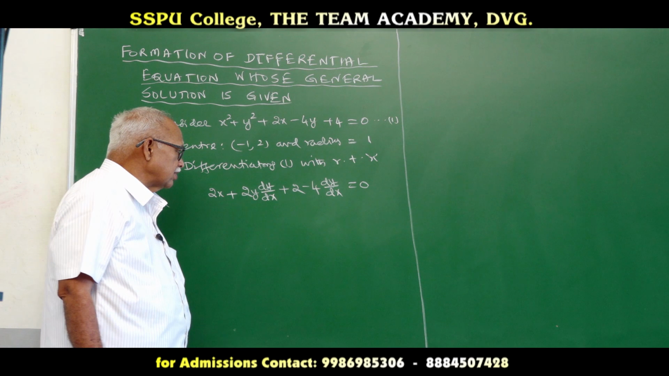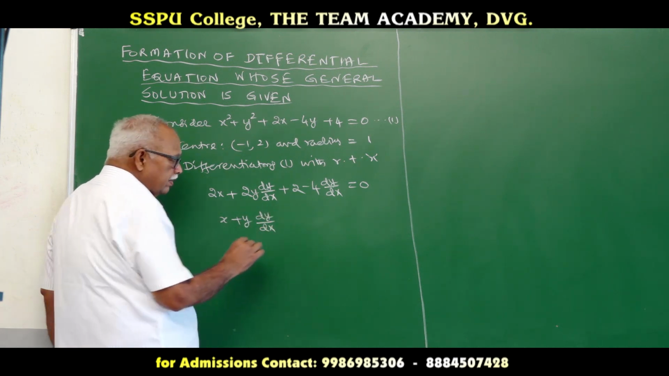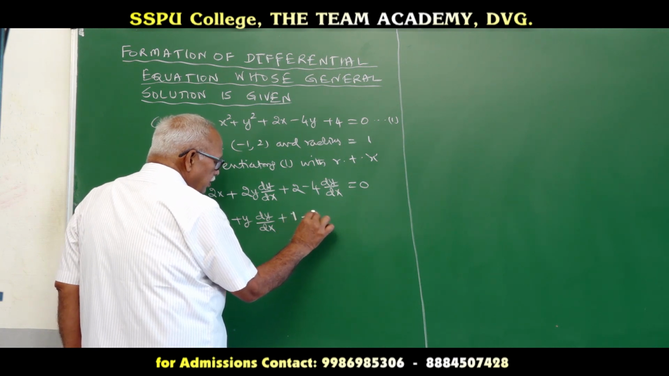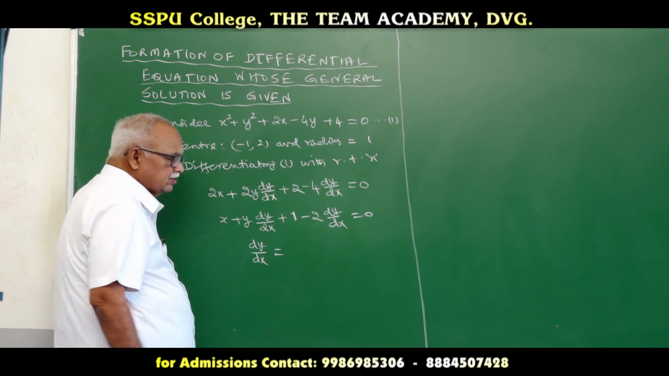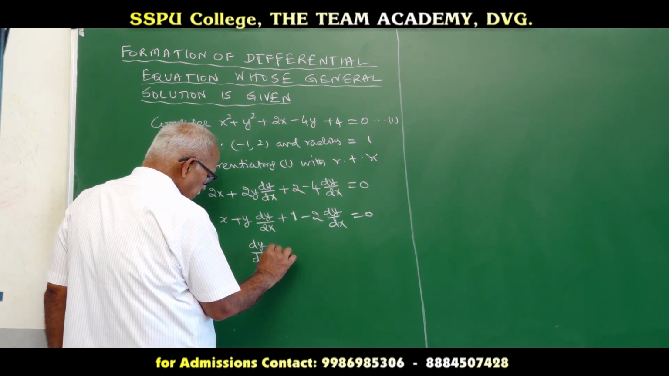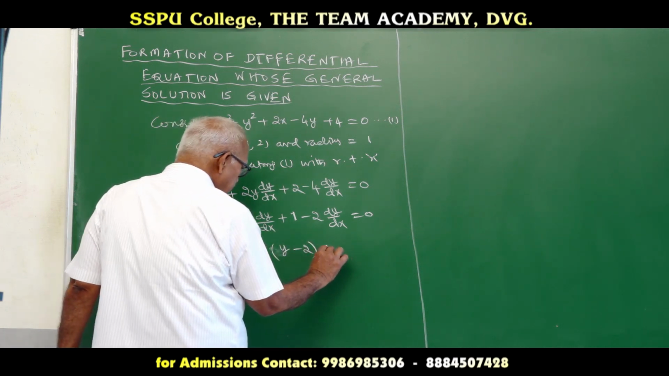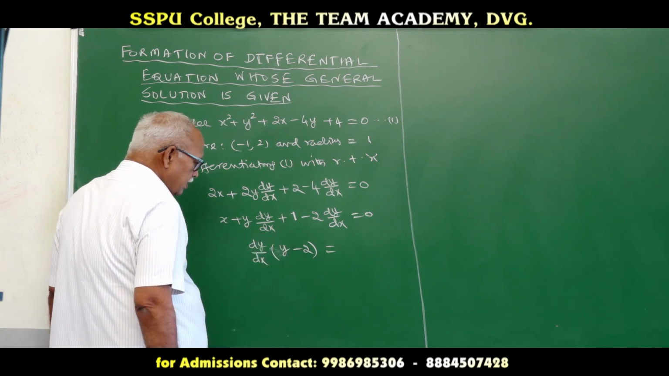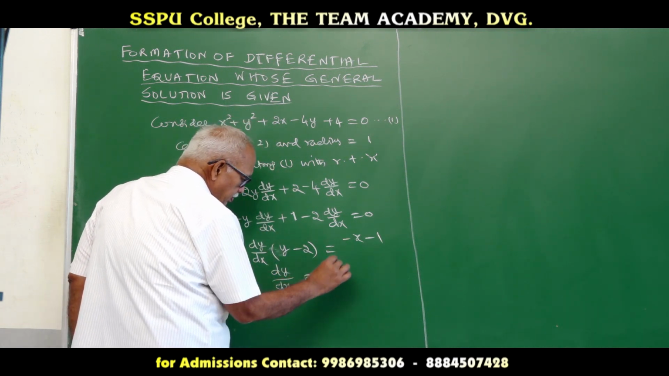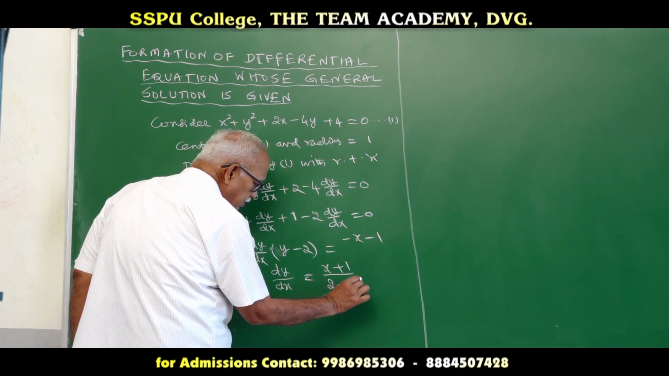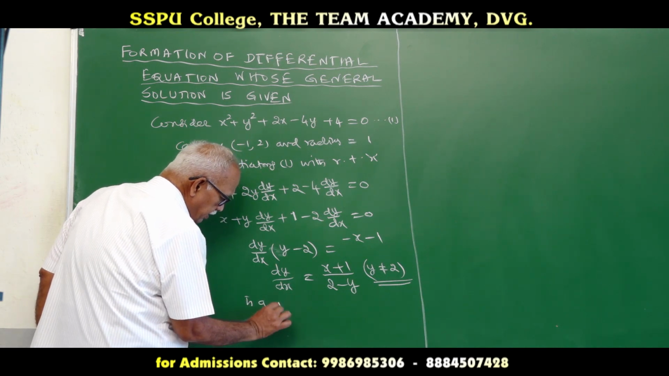See, we have formed a differential equation, and here we can simplify this: x plus y dy by dx plus 1 minus 2 dy by dx is equal to 0. We can separate dy by dx. If you separate it, it is y minus 2 on one side, and x plus 1 on the other. So, dy by dx is equal to minus (x plus 1) upon (y minus 2), with y not equal to 2. This is the differential equation.